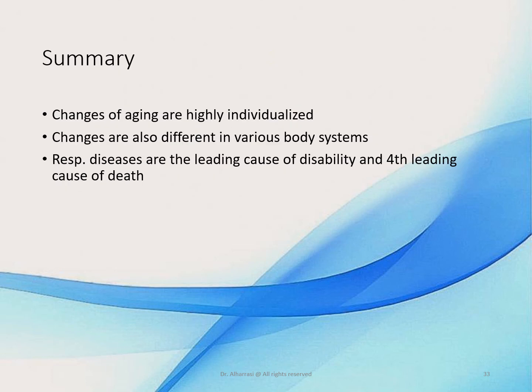So in summary, there are inevitable changes of aging that are highly individualized, so they're different from one person to another. These changes are also different in various body systems. Respiratory diseases are the leading cause of disability and the fourth leading cause of death. In addition, cardiovascular diseases are the number one killer in older adults.